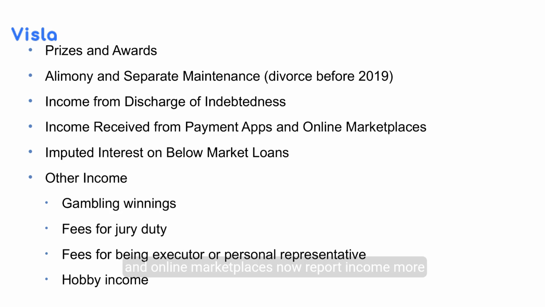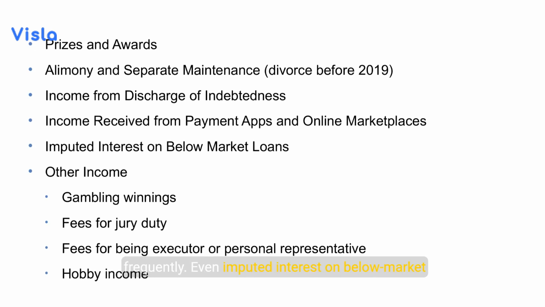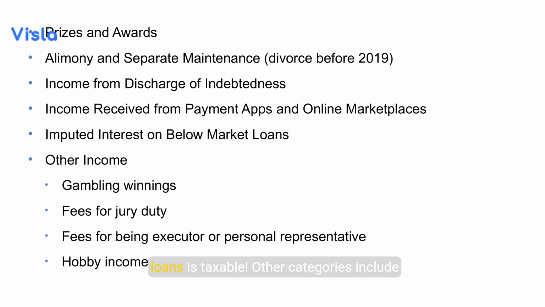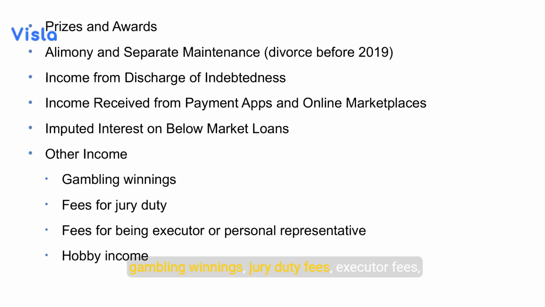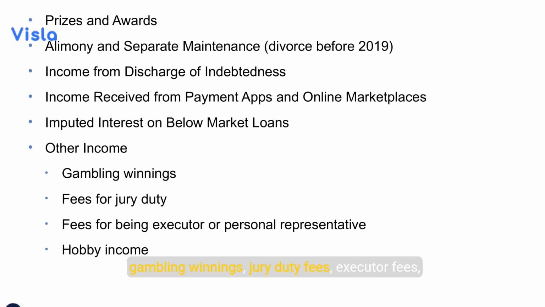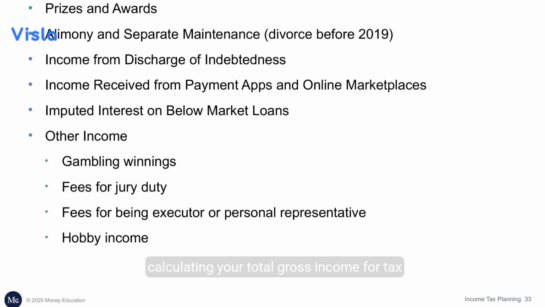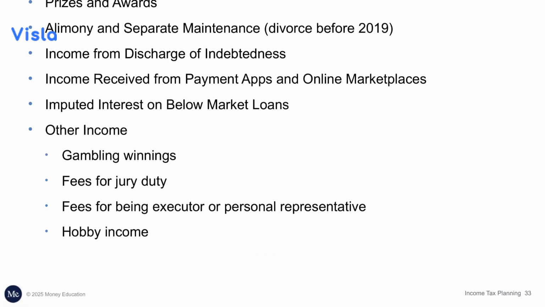Payment apps and online marketplaces now report income more frequently. Even imputed interest on below-market loans is taxable. Other categories include gambling winnings, jury duty fees, executor fees, and hobby income, all vital to remember when calculating your total gross income for tax planning.